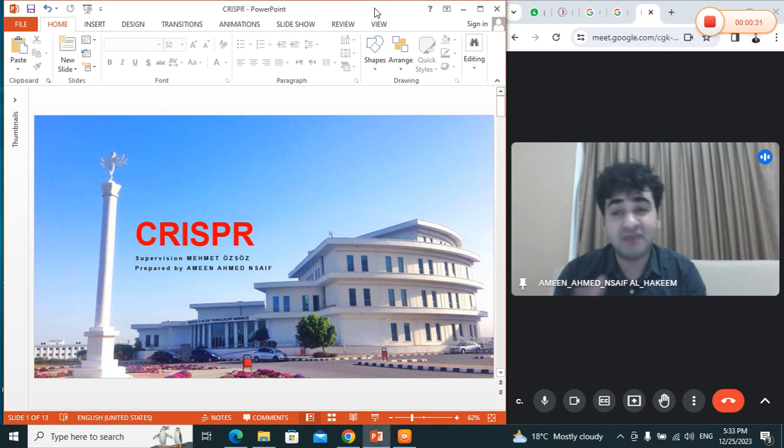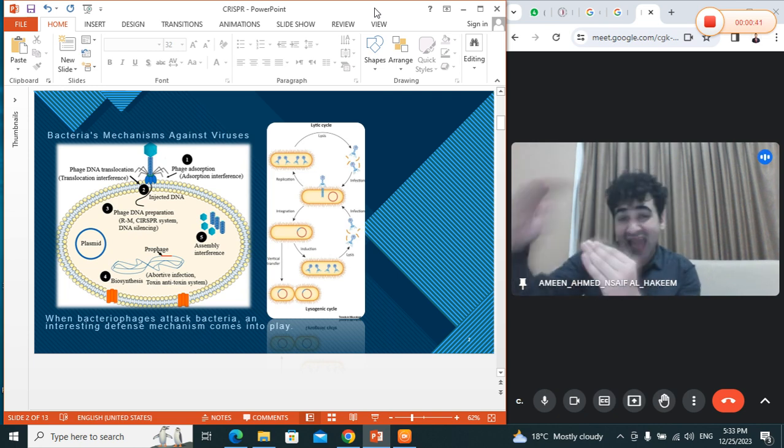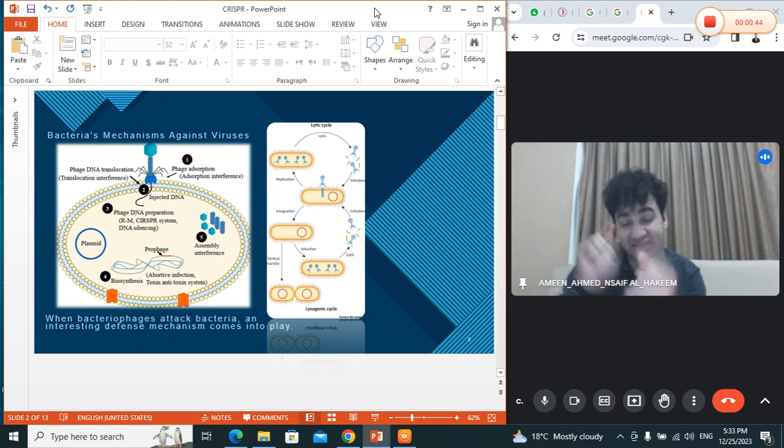So at the starting we have the bacteria mechanism against the viruses, or in other words, what is the bacteriophage when it attacks the bacteria. In general, the bacteria have a mechanism to defend against the viruses, such as the bacteriophage, as we mentioned. One key defense is the CRISPR-Cas system, which allows the bacteria to store snippets of the viral DNA.